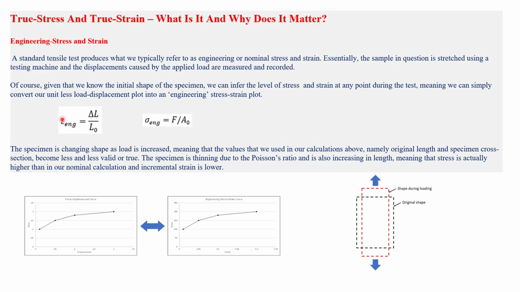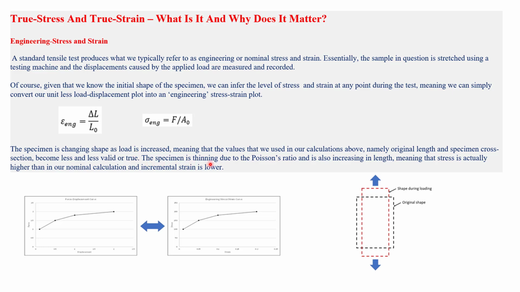Now, the specimen changes shape as load is increased, meaning that the values that we used in our calculations above, namely the original length and the cross-sectional area, become less and less valid, or less true. In the sense that they might not be valid. Correct? So the cross-sectional area in the UTM tensile machine will try to change, right? The length will also change, correct?